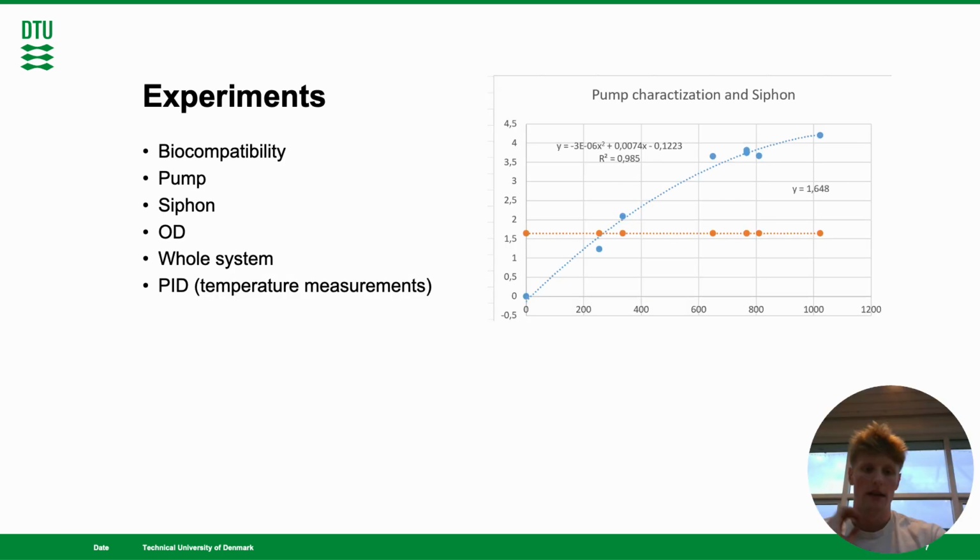These are some of the experiments we've done. Some we have presented. For the ones we haven't presented, please feel free to ask about them during the presentation. On the right side of the slide, you'll be able to see our characterization for the pumps and for the siphon. To find the perfect PWM value for the feeding pump, to find the perfect flow rate that will match the siphon, we found the intersect between the graph for the pumps and for the siphon.